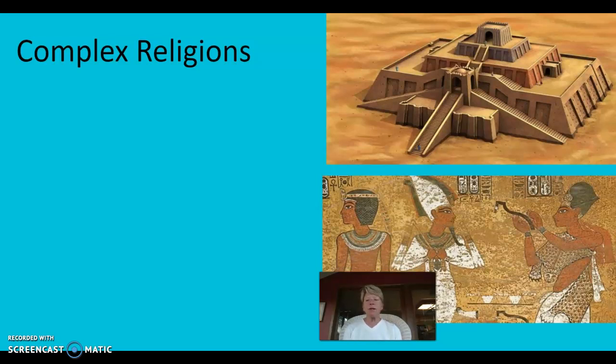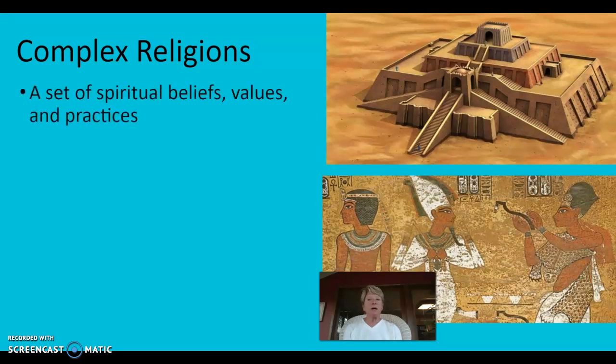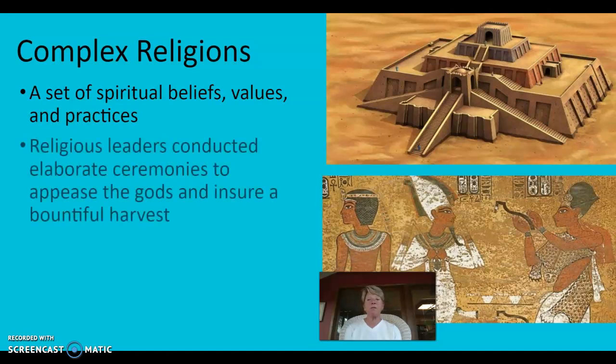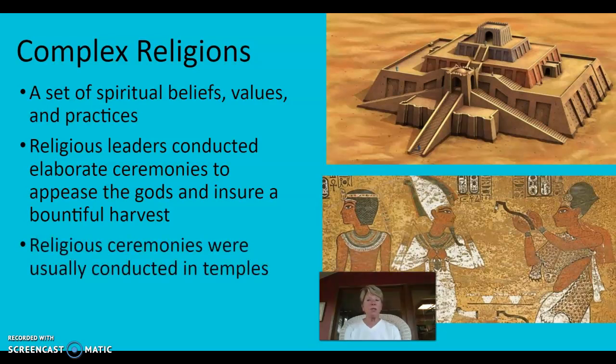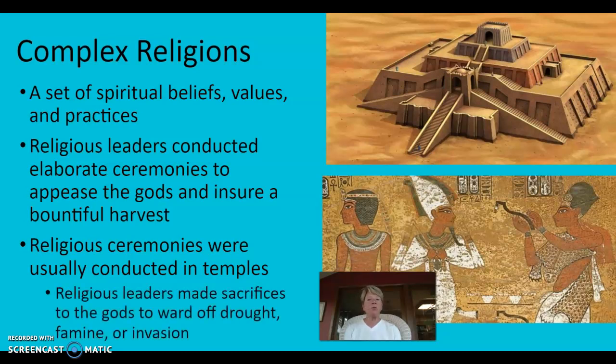Civilizations also created complex religions. This is a set of spiritual beliefs, values, and practices that were shared by these particular civilizations. Religious leaders conducted these elaborate ceremonies, usually to appease the gods and ensure a bountiful harvest. Religious ceremonies were usually conducted in temples, and religious leaders' job was to make sacrifices to ward off drought, famine, or invasion.